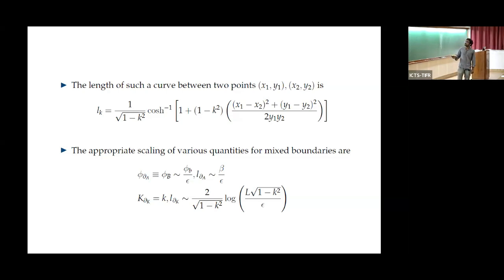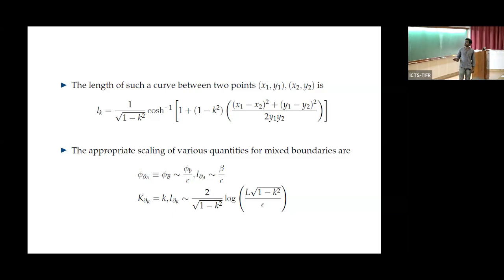The point in showing this equation is that if you take the points y1 and y2 close to the boundary, you see that the length has a particular scaling. If y1 and y2 go like 1/epsilon, the length of this curve with fixed extrinsic curvature goes like log of epsilon. So the appropriate scaling of various quantities that we would like to consider for evaluating the mixed boundary wave functions is this. Dilaton goes in terms of this epsilon scaling that I introduced.